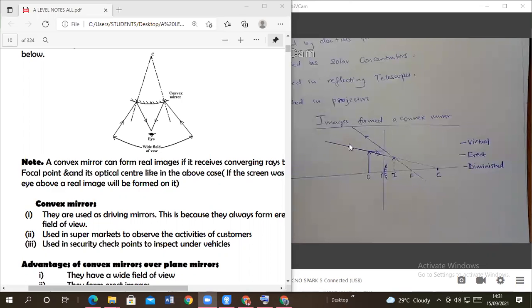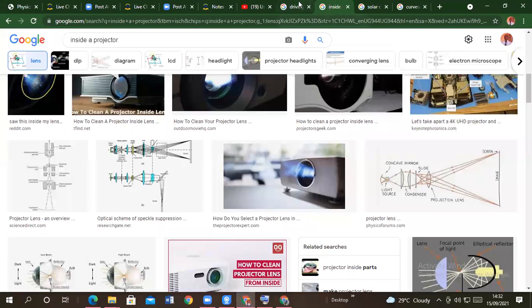The side mirrors are these ones which are on the side of the car, and the driving mirror is this one which is in front. Okay, the one which is in front. So let us see driving mirrors and side mirrors here.